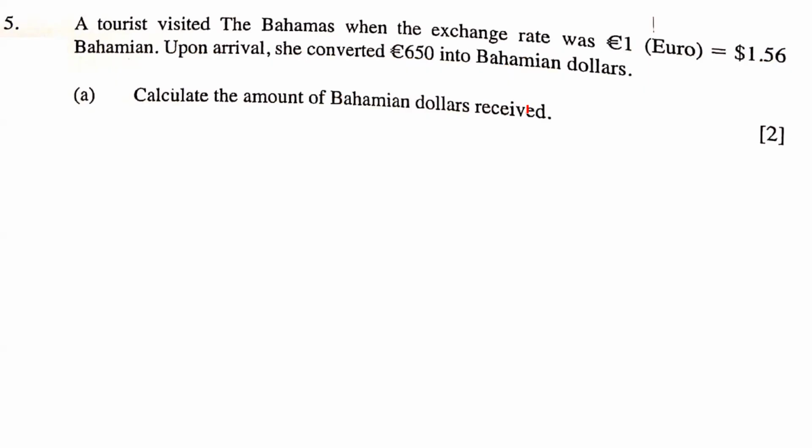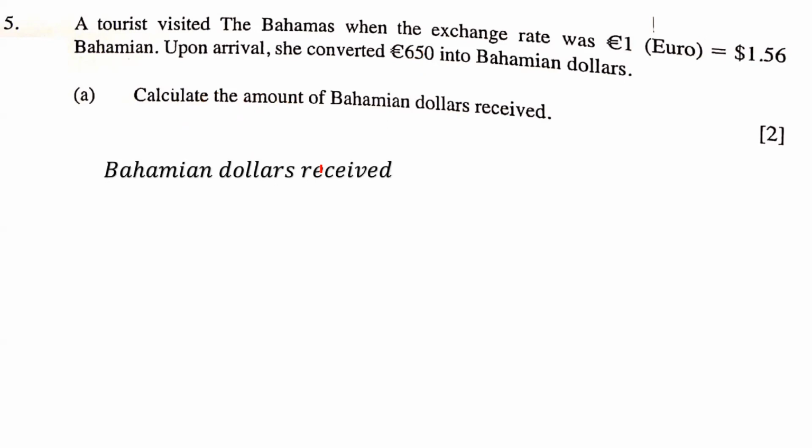Now, this is very important. If we have €1 and $1 Bahamian dollar, they are not equal, because €1 equals $1.56 in Bahamian money. So the amount of money that she is going to receive is going to be more, because €1 is more than $1 Bahamian dollar. So we expect the amount to be more than 650. She can't have exactly 650 and she can't have less. She has to have more than 650. So how are we going to do it?